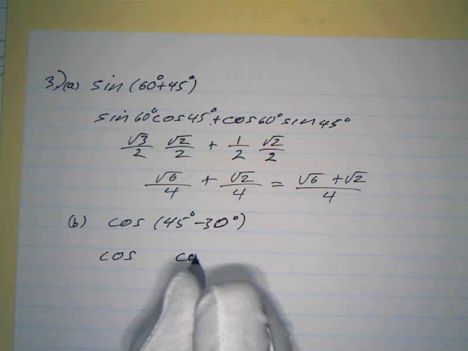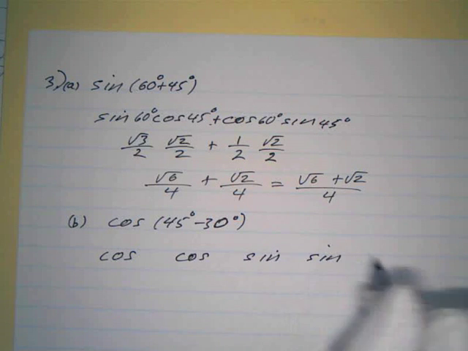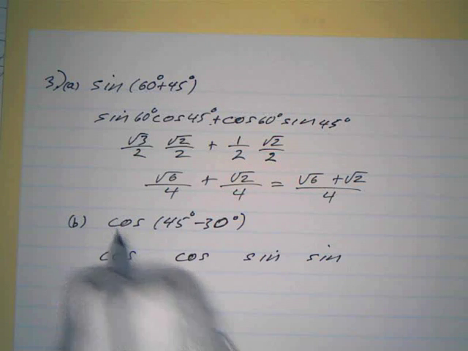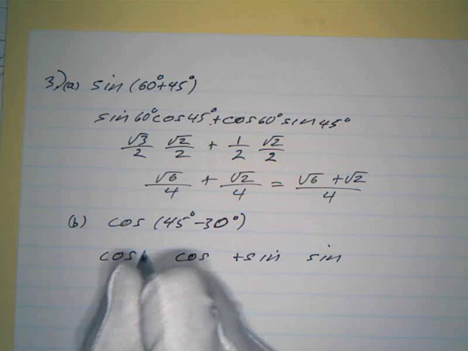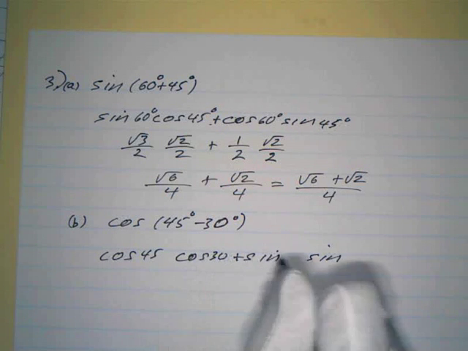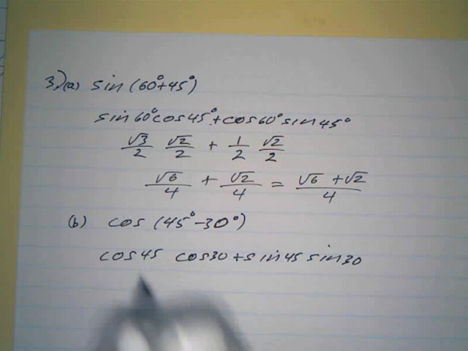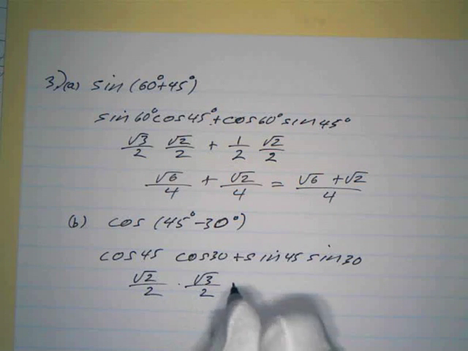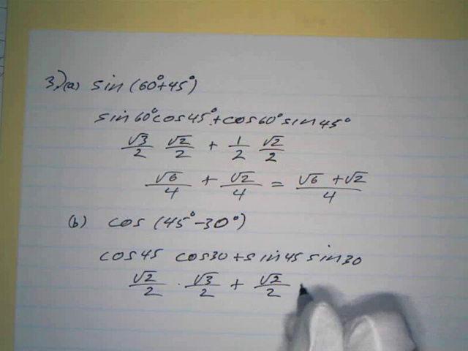Cosine, cosine, sine, sine, and C. Cosine starts with C, and so does change, so we change this to be a positive, change the signs, and then we put our 45 and our 30, and our 45 and our 30. And what's the cosine of 45? Good old unit circle again. Cosine of 30, and the sine of 30 is 1/2.